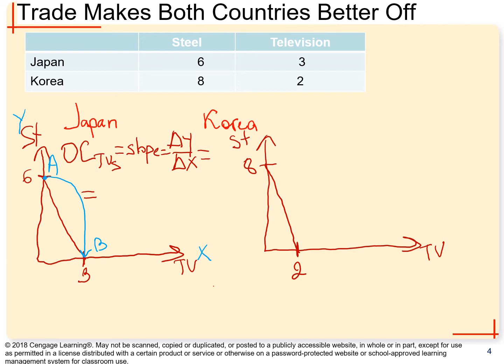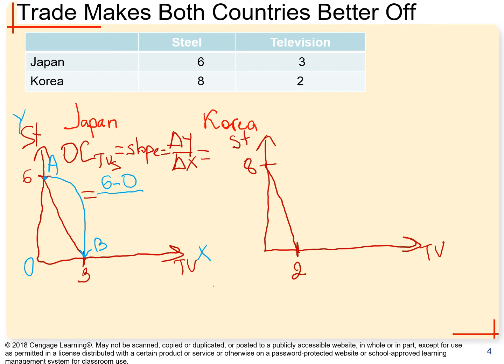So if we're at point A, our y, or units of steel, is equal to 6. So we have 6 units of steel that we're producing. If we're moving all the way to point B, how much is our y? Our y becomes 0. So we're going to do 6 minus 0. This is the change for our y.